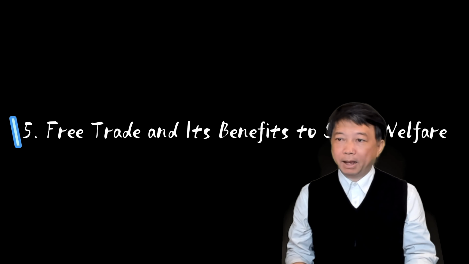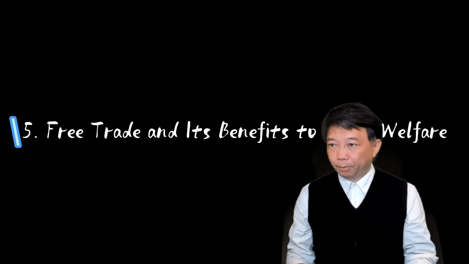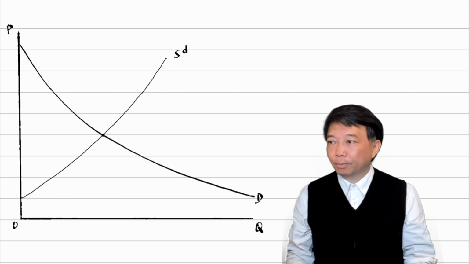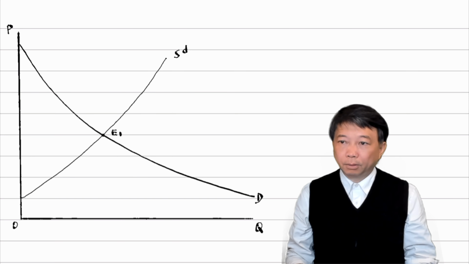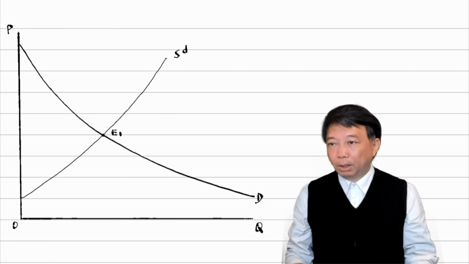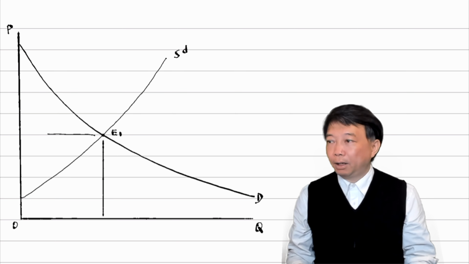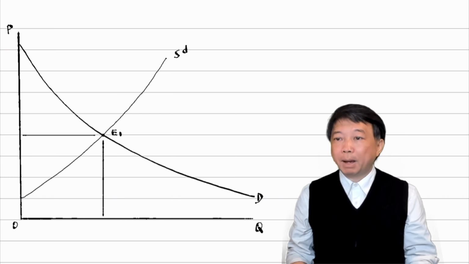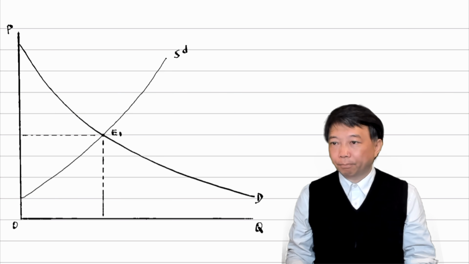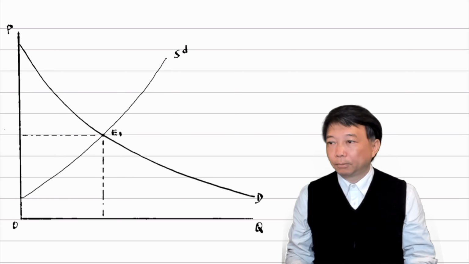We now compare the equilibrium with and without free trade in the U.S. crude oil market. Without free trade, the market equilibrium, E1, is determined by the intersection of the domestic supply curve, SD, and the demand curve, D. The equilibrium oil price is P1.